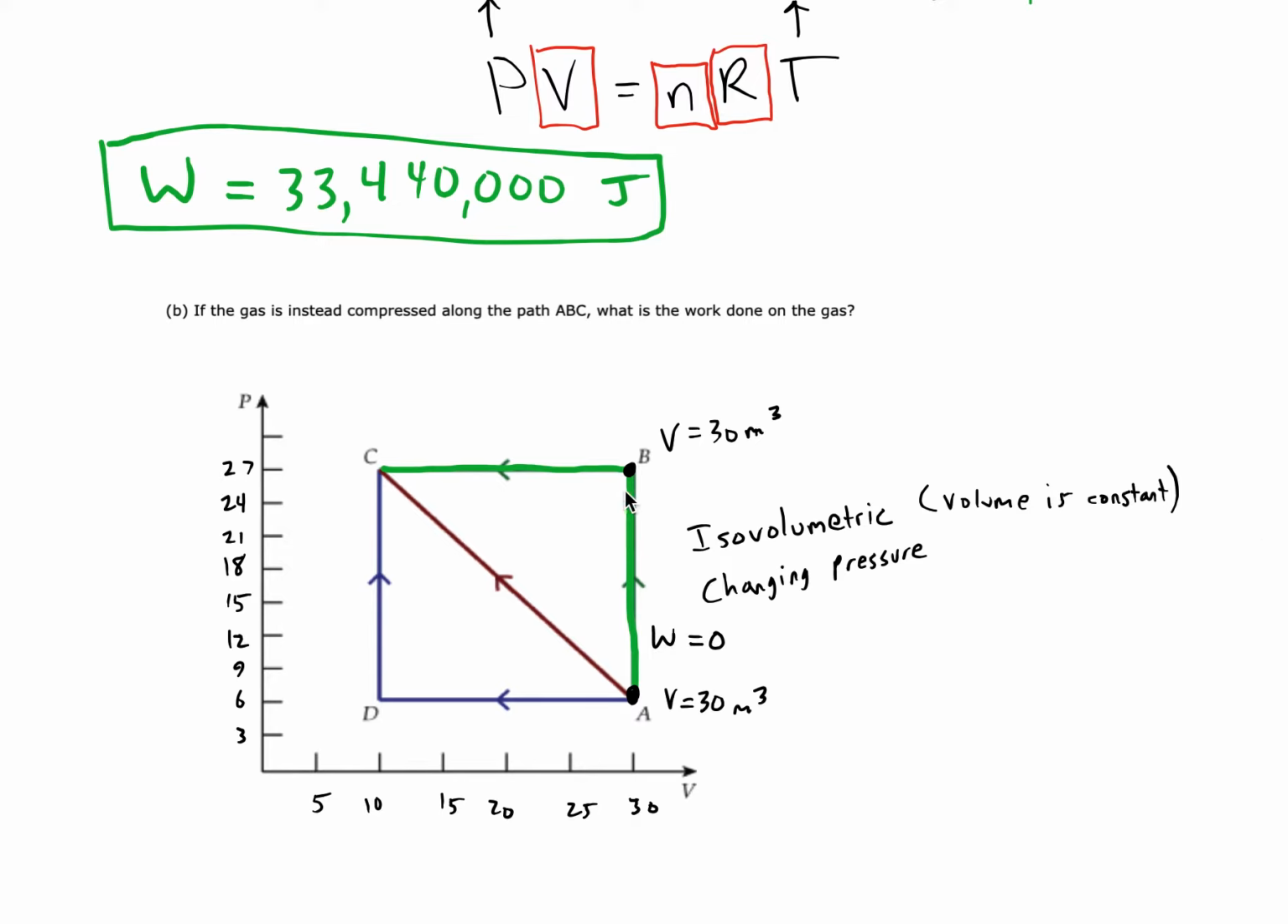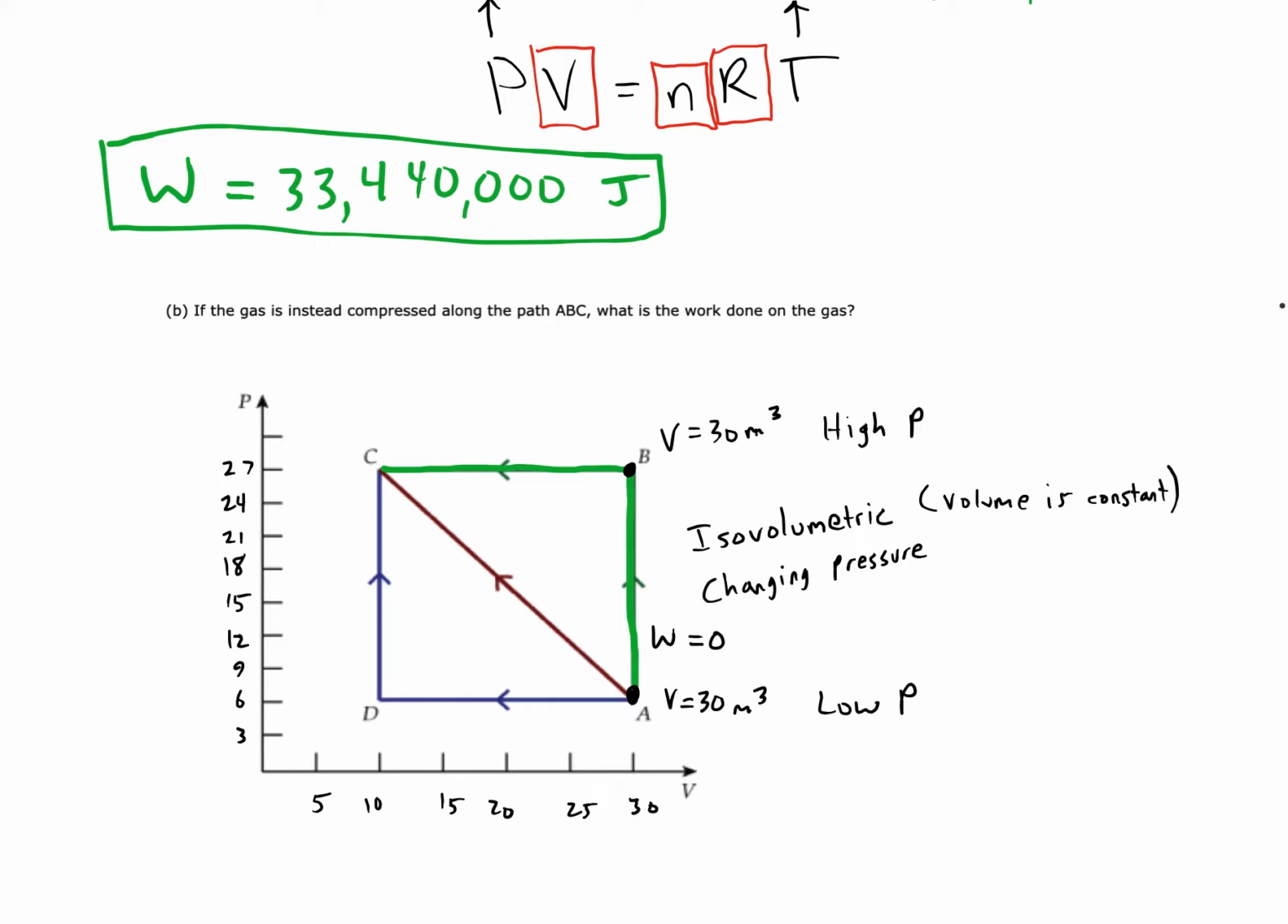We also see that the area underneath that segment would be nothing because it's just a line. There is no substantial area underneath it. But what is happening is the pressure is changing. So we're at low pressure down here at A, and then at B, we're going to high pressure.